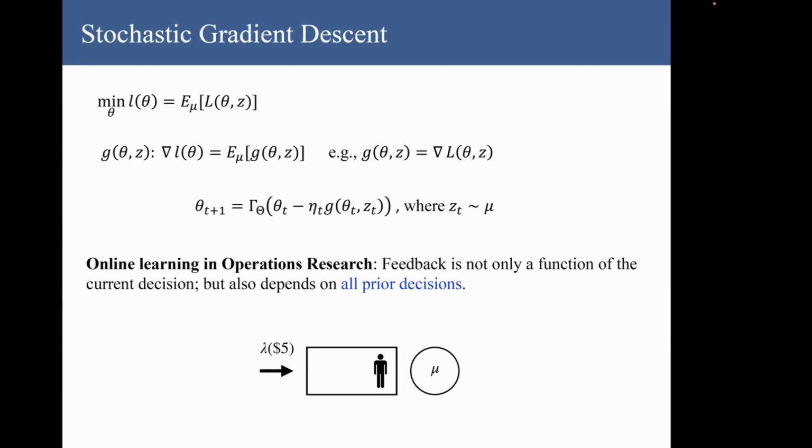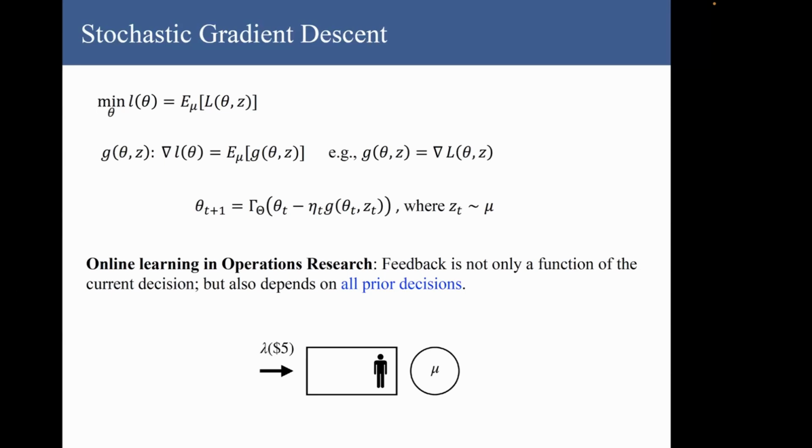Okay, so here my goal is to learn what's the right price to charge for my single server queue. Okay, the price is going to affect the demand, which is in the form of some arrival rate function. So I'm going to assume that the arrival rate function for this single server queue is going to be a function of the price that I'm going to charge.